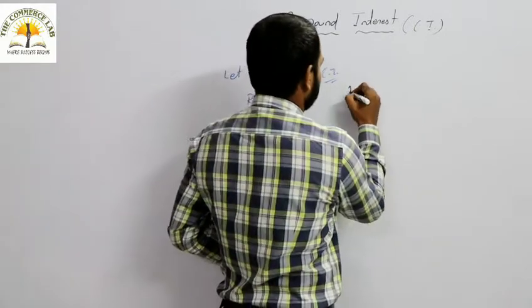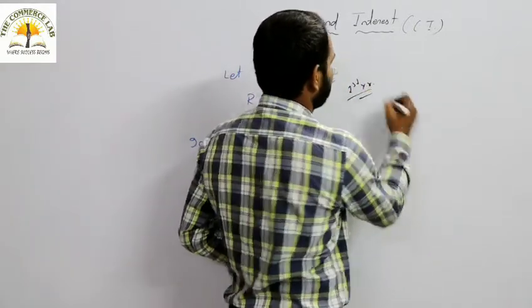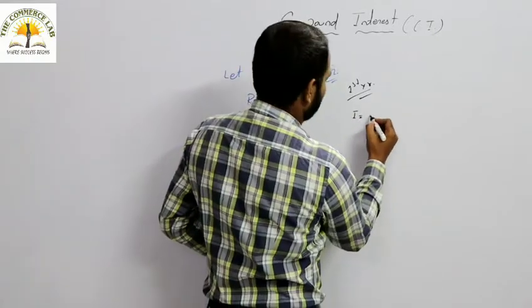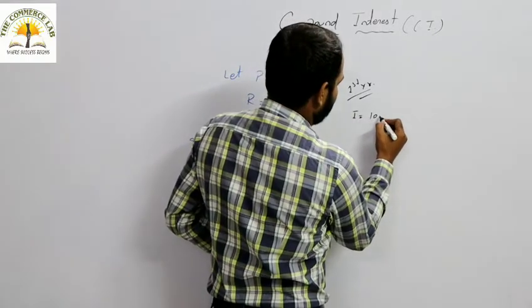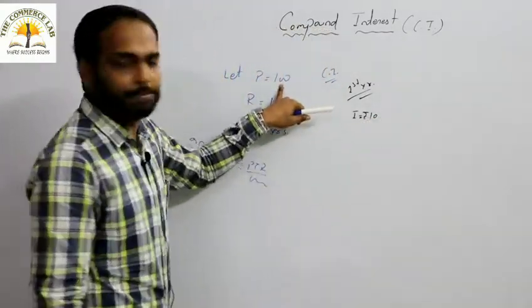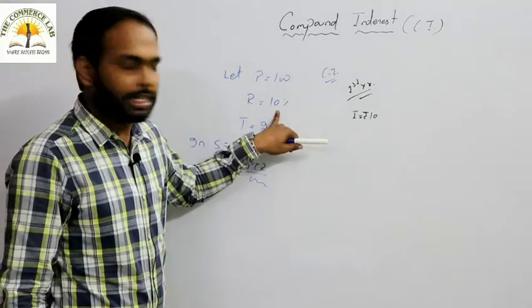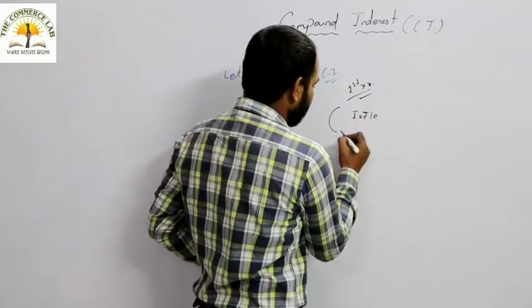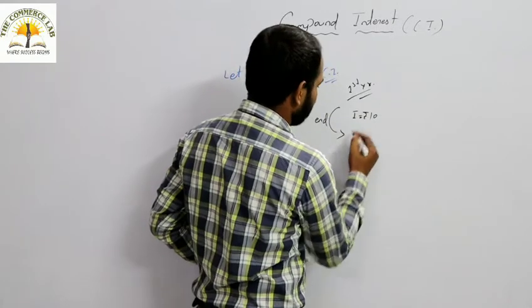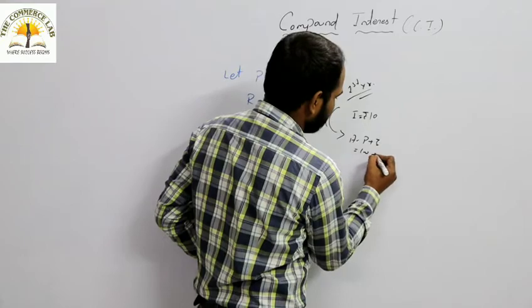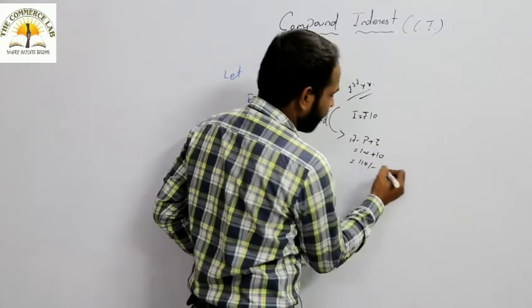In the first year, I equal to 10 rupees. How does it come to 10 rupees? P is 100 rupees, R equal 10%, so I equal to 10 rupees. So at the end of the first year, A equal to P plus I, that means 100 plus 10, 110 rupees.